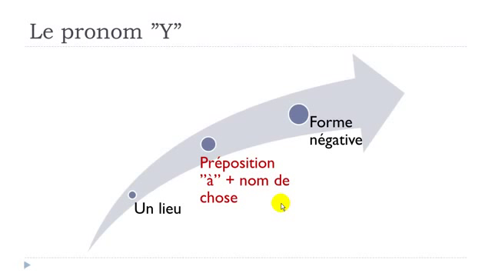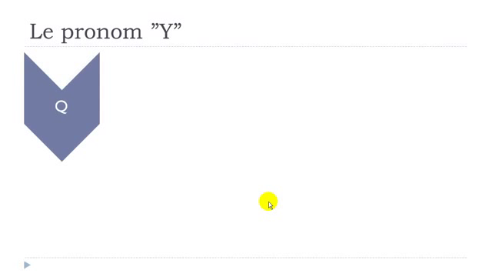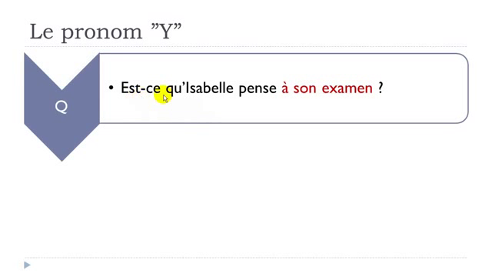Second situation when we can use this pronoun I or Y, it's when you replace the preposition à and then a noun of thing. Let's see now. Est-ce qu'Isabelle pense, penser is to think, à son examen, exam, to think about. Est-ce qu'Isabelle pense à son examen?